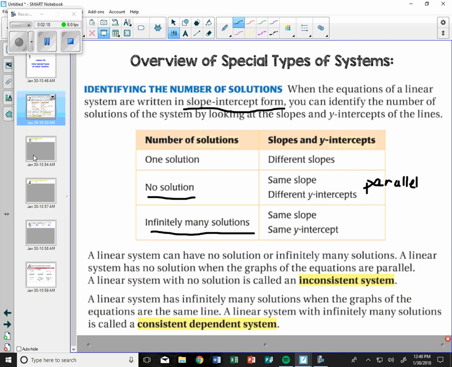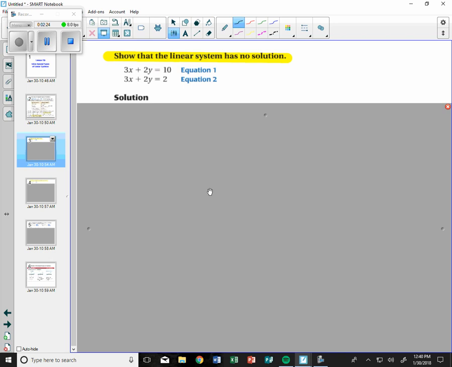So let's look at some examples of what these special types of systems would look like. The first one says, show that the linear system has no solution. I have these two equations: 3x plus 2y equals 10, and 3x plus 2y equals 2. Right away, I want to put each of these equations into y equals mx plus b, slope-intercept form. So I'm going to solve for y here.